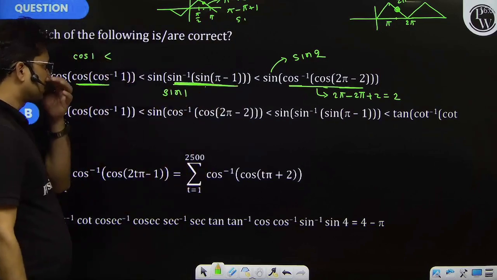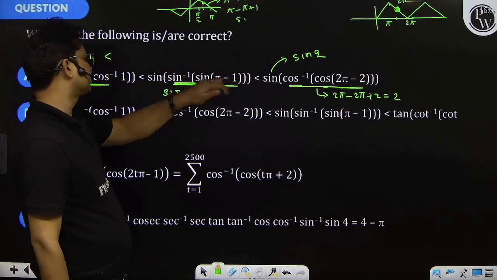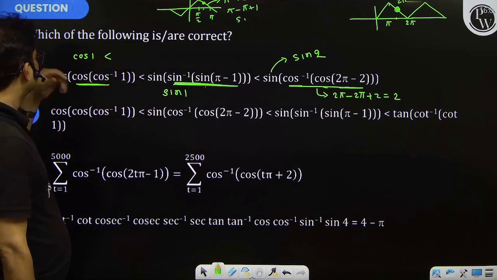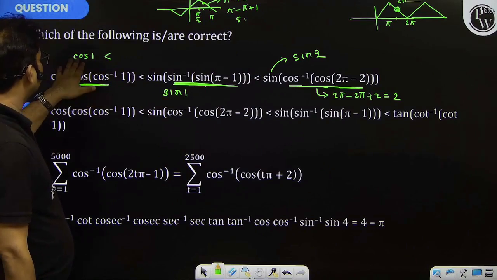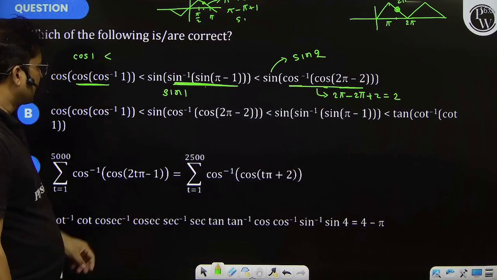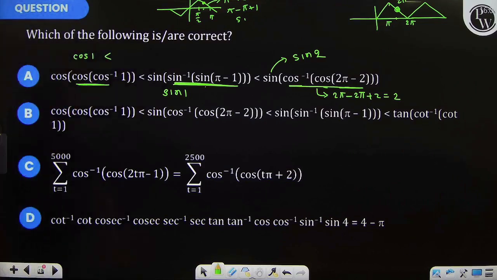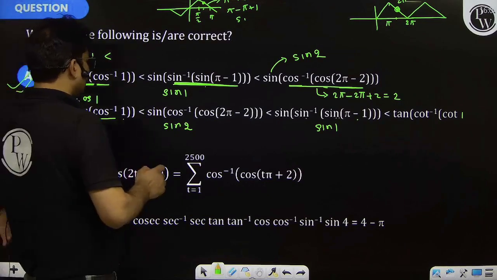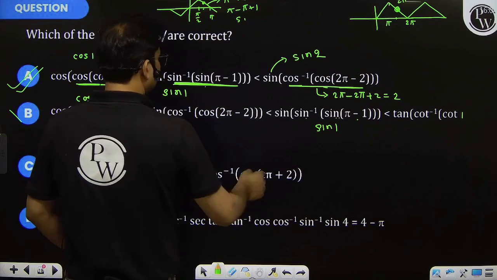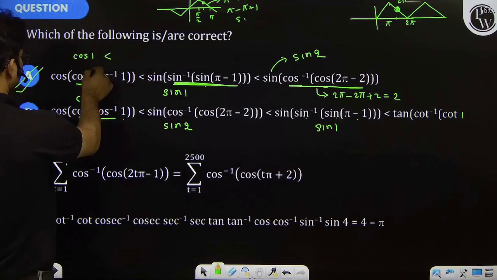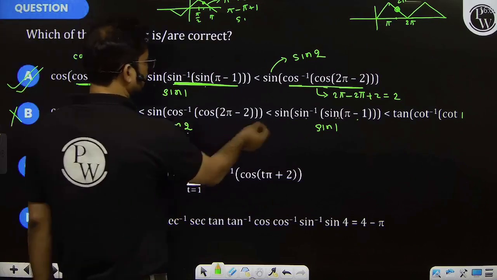Come to the point. Sin 2 is always greater than sin 1 and sin 1 is greater than cos 1. Sin 1 is greater than cos 1. Now here sin 1 is not less than sin 2. So option B is wrong. This is cos 1. This is sin 2. This is sin 1.